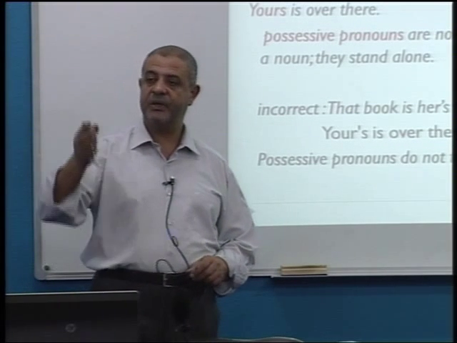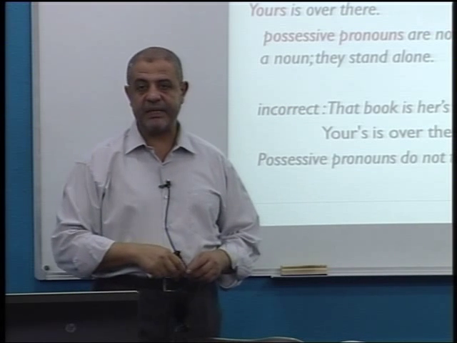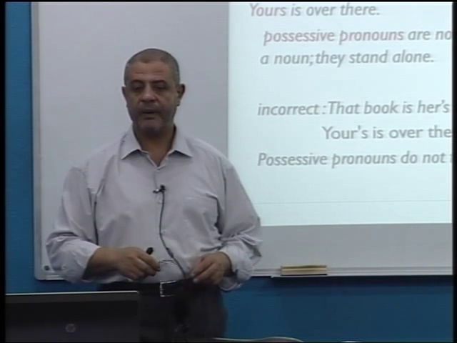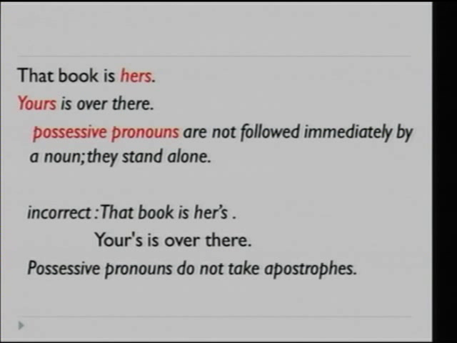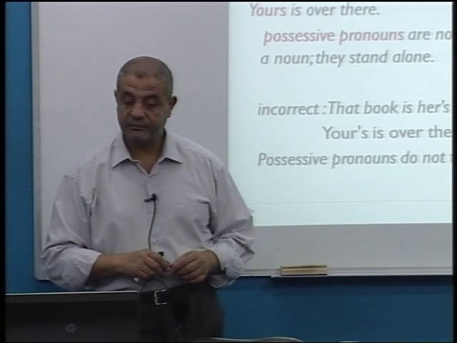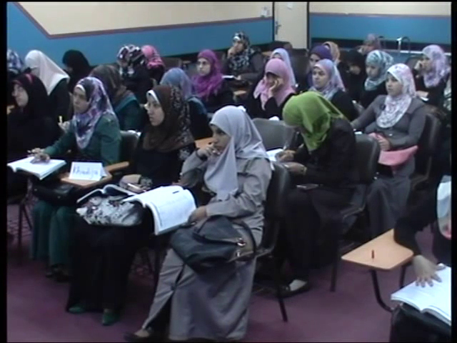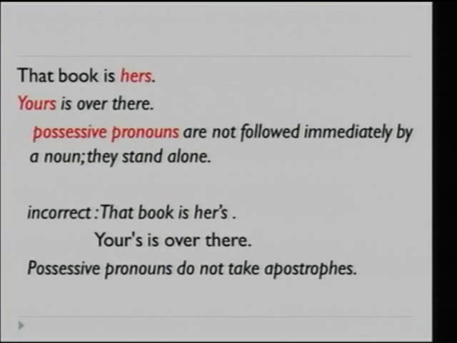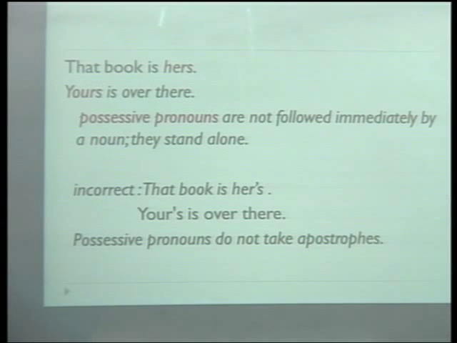Look at this sentence. Would you read, please? Read the sentence. That book is hers. Okay, that book is hers. Okay, good. Go on. Yours is over there. Okay, yours is over there. Thank you. Now, hers and yours. We call them what? Or they are called what? Possessive pronouns. Thank you.